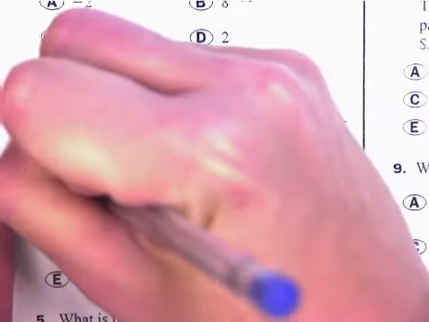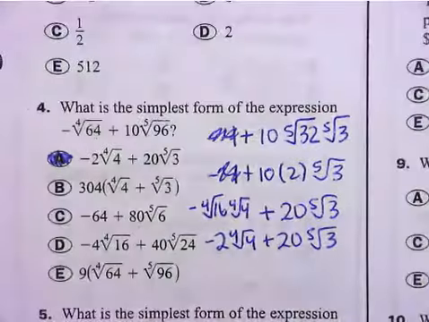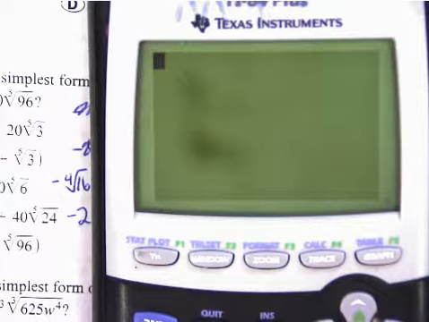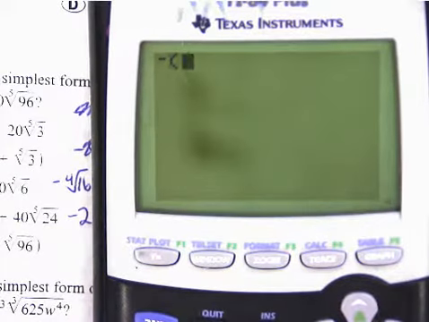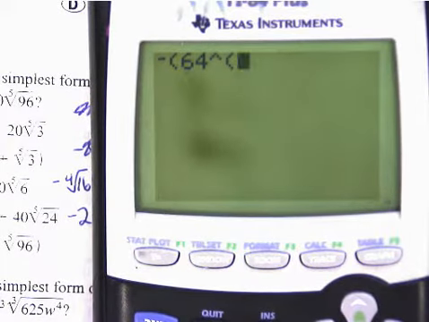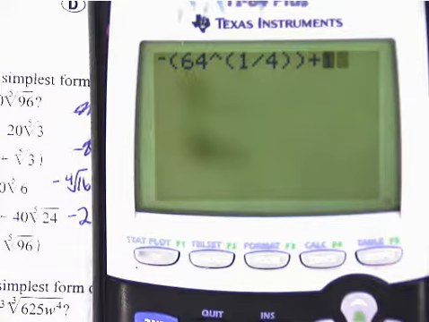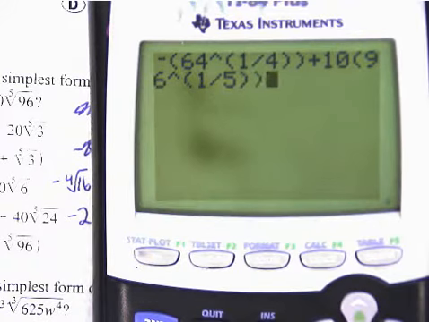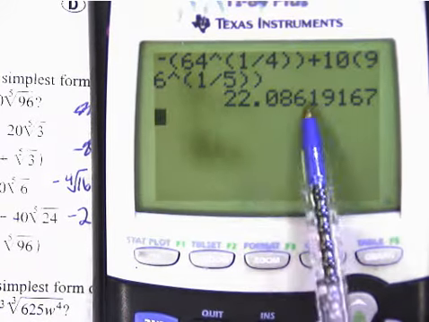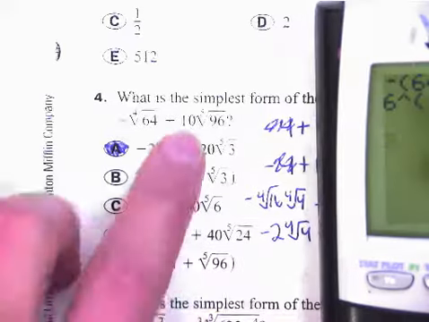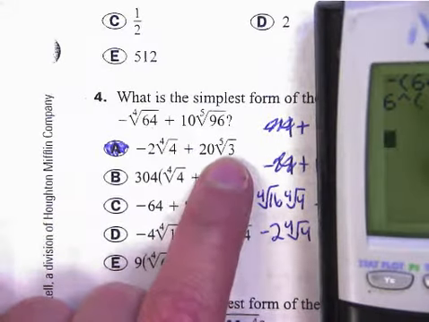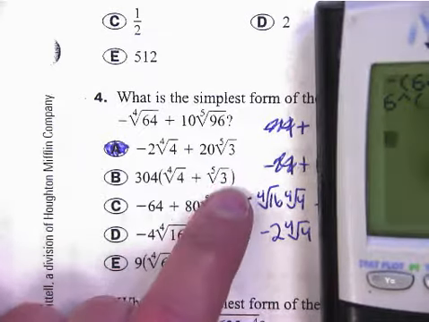Now, another easy way to do number 4, if you weren't sure how to simplify it, is to plug it into your graphing calculator. So if I plug in the original, negative 64 to the 1/4 power, and then plus 10 times 96 to the 1/5 power, and hit enter, I get an answer. And then I could go through each one of these answers, plugging them in and see which one gives me the same decimal. So it's another way to go if you forget how to simplify. I'm going to cut this video off here.